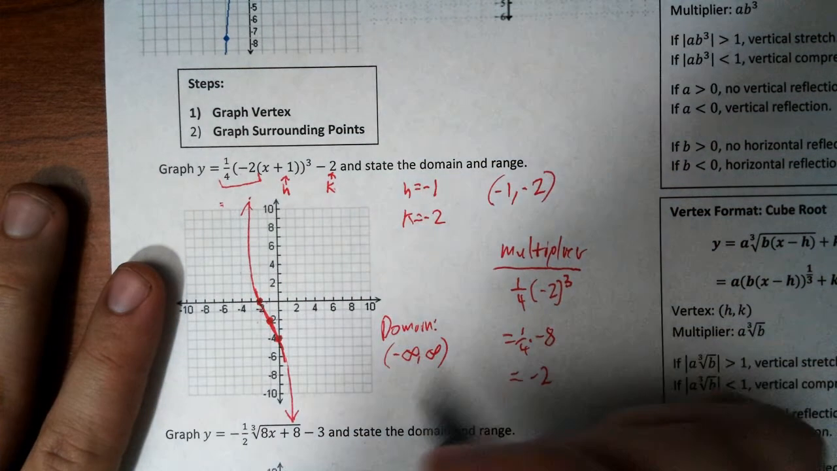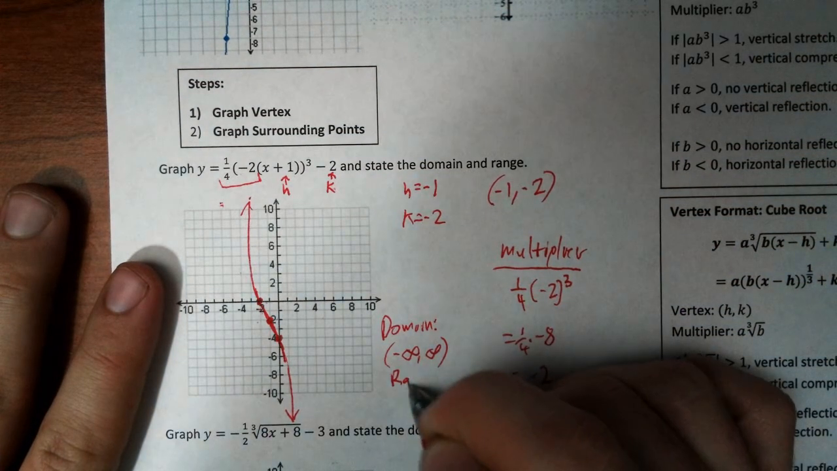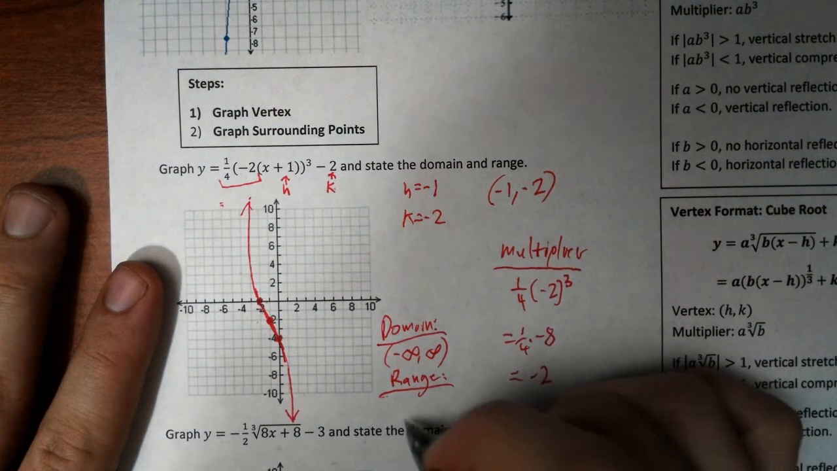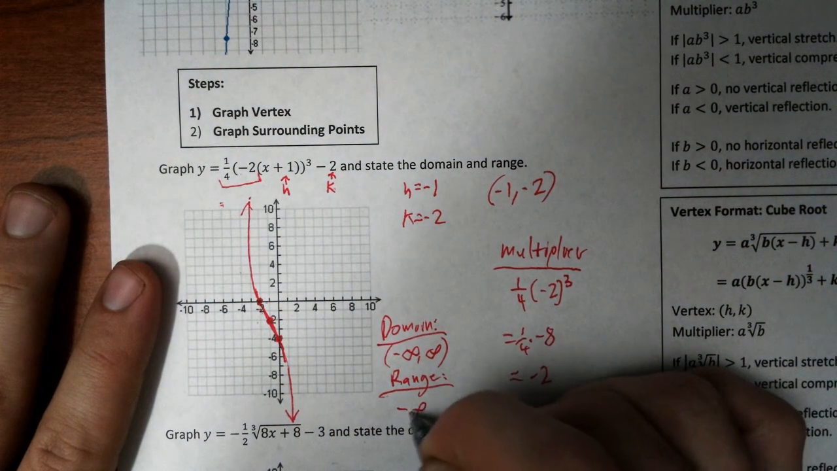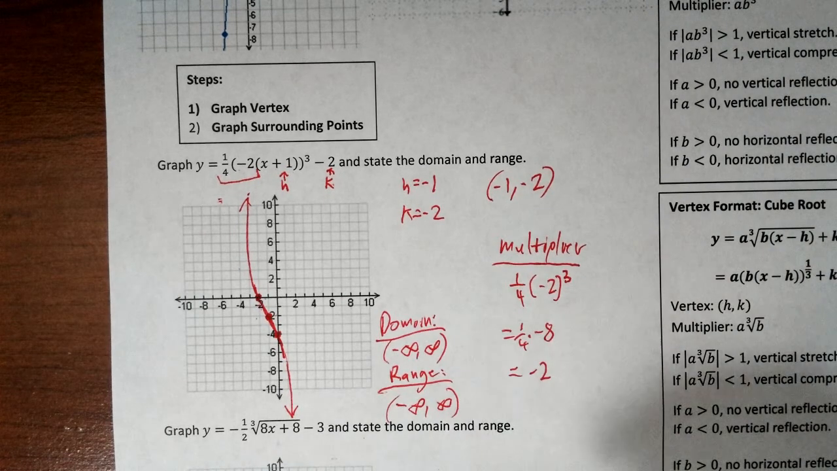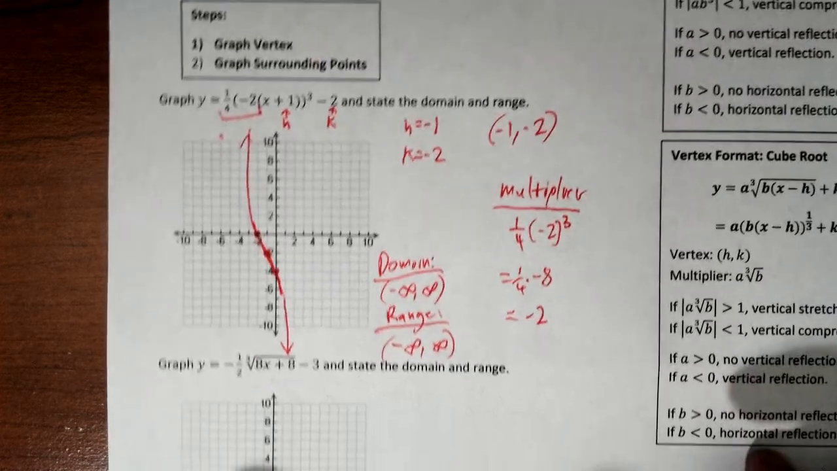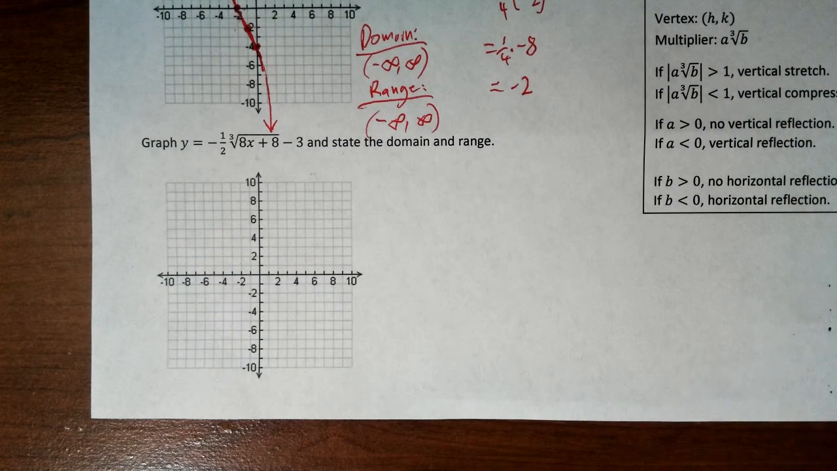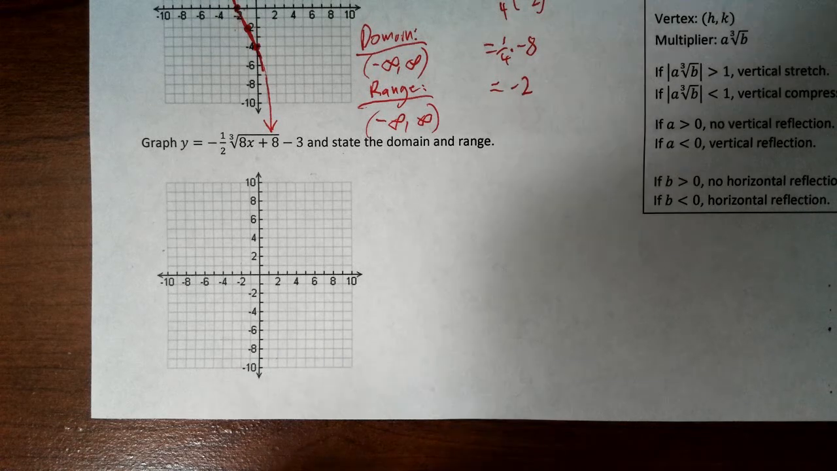So that's our domain. Now for our range, kind of like we said, it's pretty easy to tell that this guy's going to keep on going up and down, so it's going to be negative infinity to infinity, just like that. Boom. Cool. Let's go ahead and look at another one. Okay, so we want to go through both steps again.